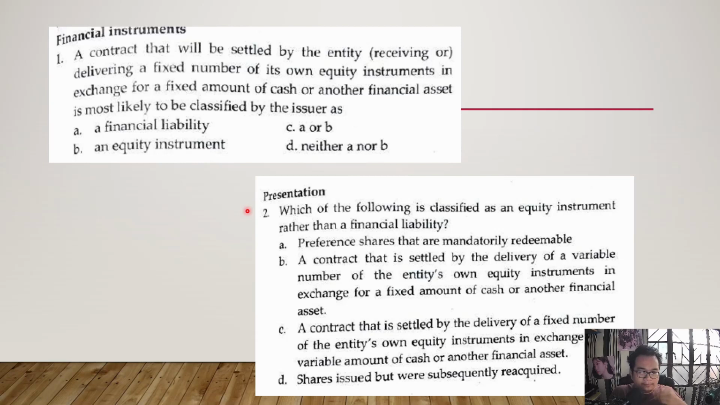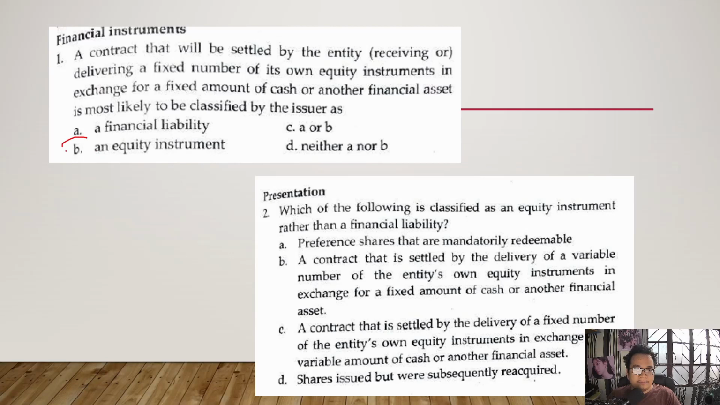So, una, a contract that will be settled. Financial instruments daw. A contract that will be settled by the entity receiving or delivering a fixed number of its own equity instrument in exchange for a fixed amount of cash or another financial asset is most likely to be classified by the issuer as equity instrument yan. So, balikan yung definition sa previous slide. So, that is considered to be an equity instrument.